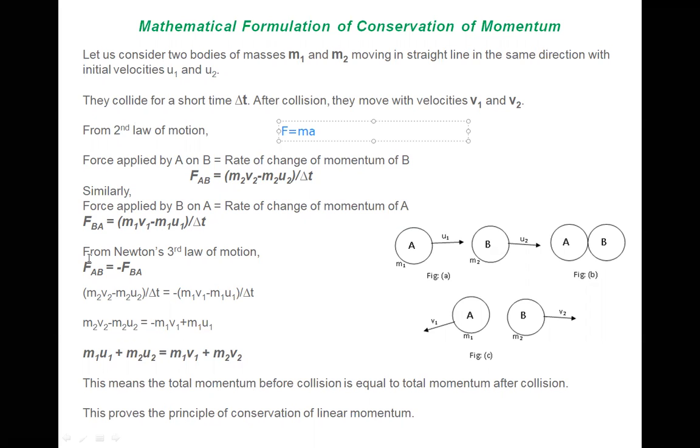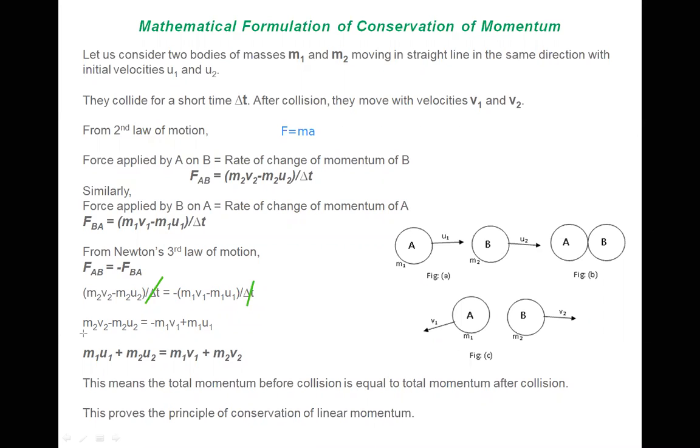What is the third law? It says action and reaction are equal but in opposite direction. So I have used the negative sign here. FAB is equal to FBA, but as they are in opposite direction, I will use the minus sign. Put the values of FAB and FBA. Delta t and delta t will be cancelled.